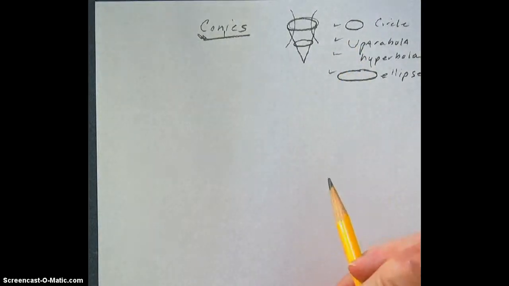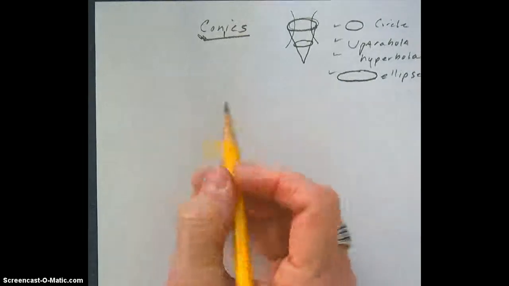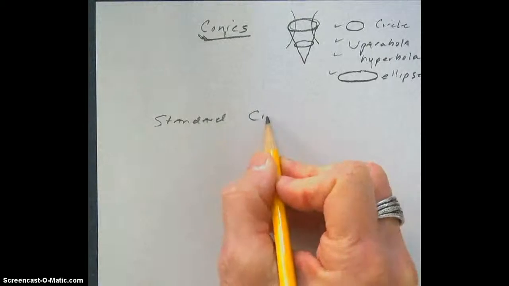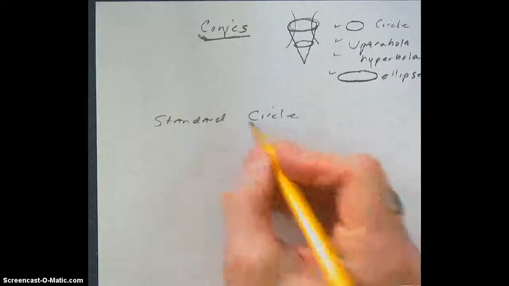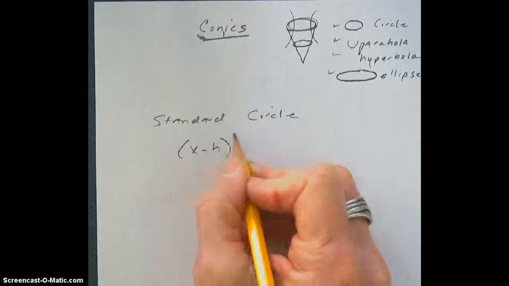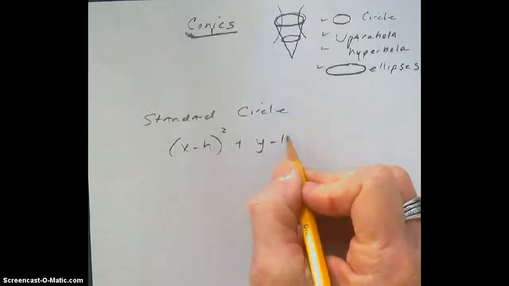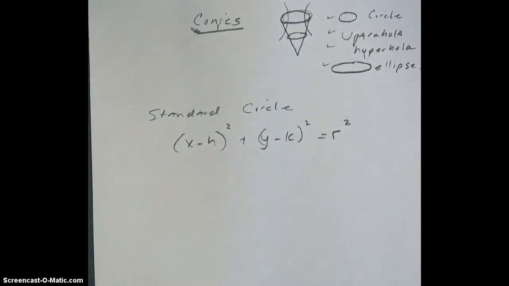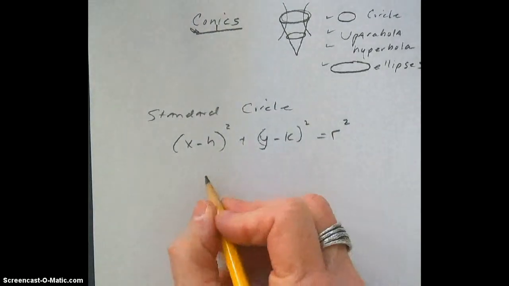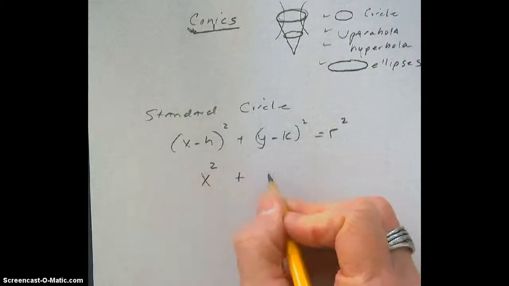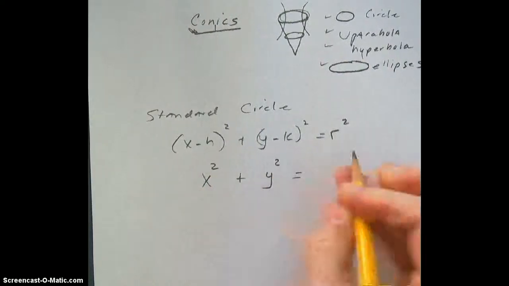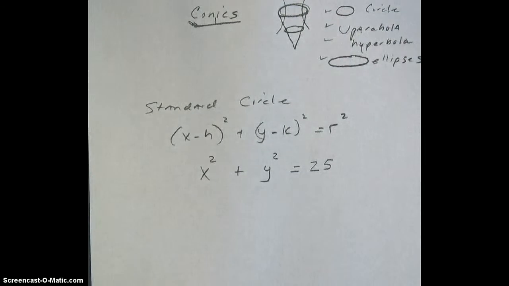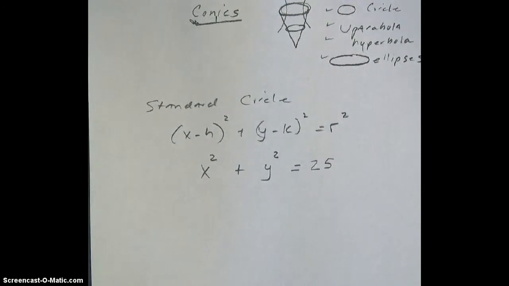So the first one of these, the easiest, is a circle. Let me give you the standard form of a circle. The standard form is (x minus h) quantity squared plus (y minus k) quantity squared equals r squared. Our equations are going to look a little different. We're going to have x squareds and y squareds, and they're going to equal some number. Let me point out what h and k are. I'll show you how we graph them, and then I'll give you some practice problems.